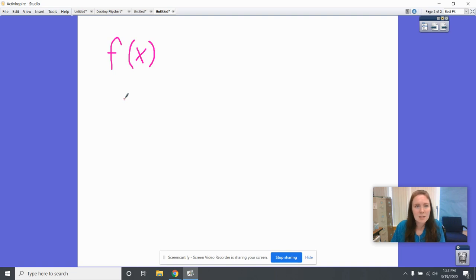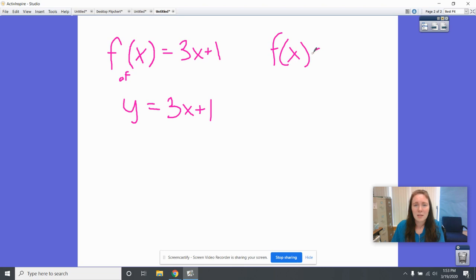This is the exact same thing as just saying y. So when I say y equals, I normally have some kind of equation like y equals 3x plus 1. Well, function notation is just f. The way we say this is f of x. Okay, that's how we say this, f of x. So f of x equals 3x plus 1. Really, f of x and y are the exact same thing. So f of x equals y.